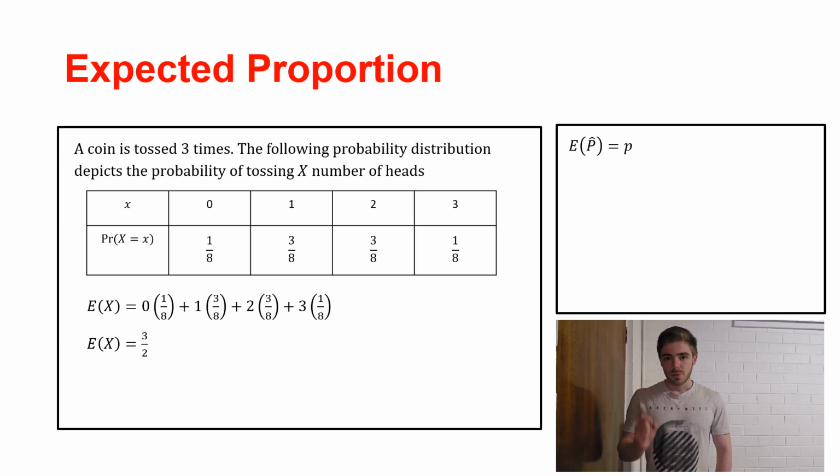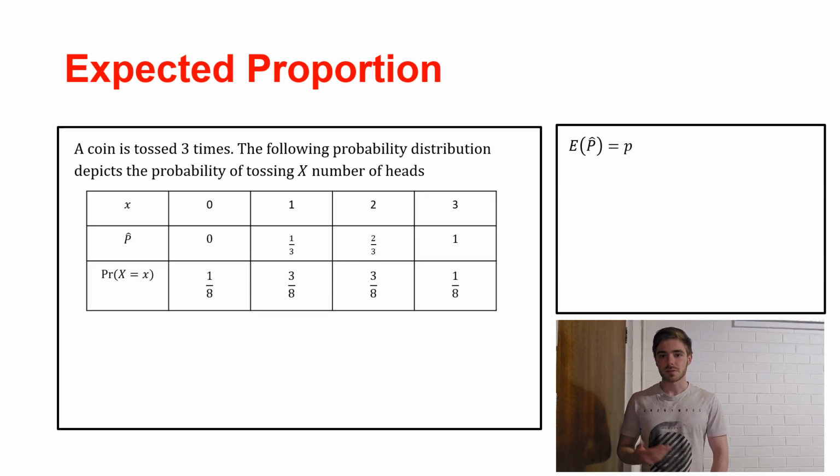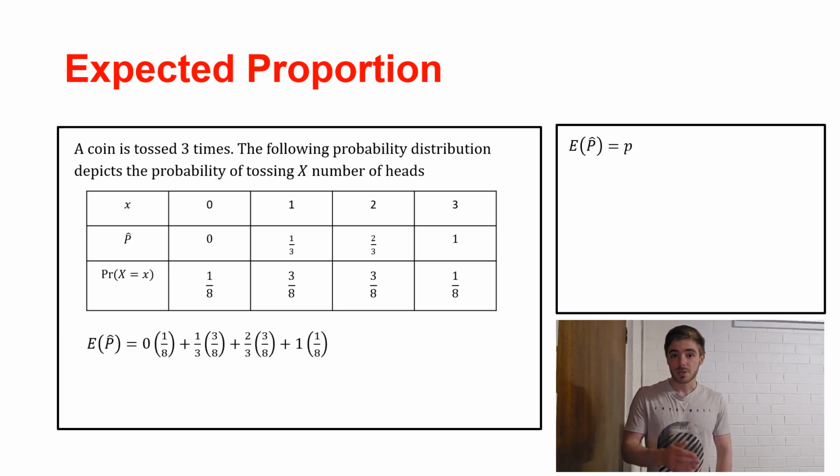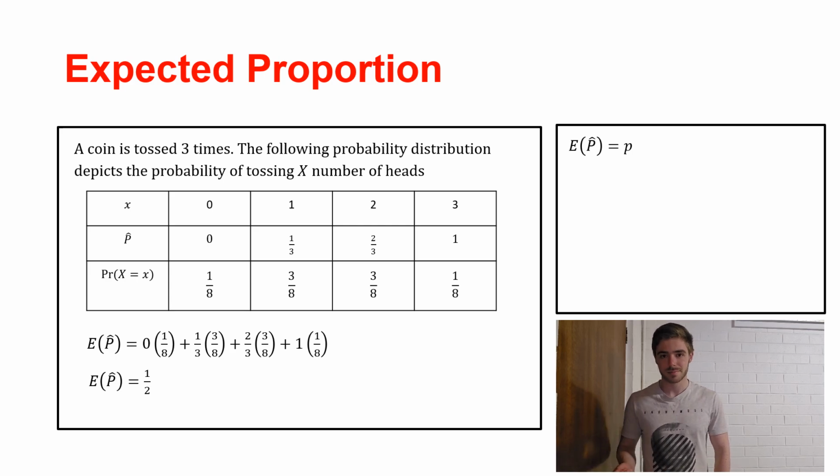To find the expected proportion, we're going to do something very similar, but we need to rewrite our table in terms of P hat rather than in terms of X, which we're going to do by using the P hat equals X over N equation. If we calculate the expected proportion using the same methodology, we're going to get a half, which again is equivalent to the population proportion of getting a head. We expect heads and tails to be a 50-50 outcome.